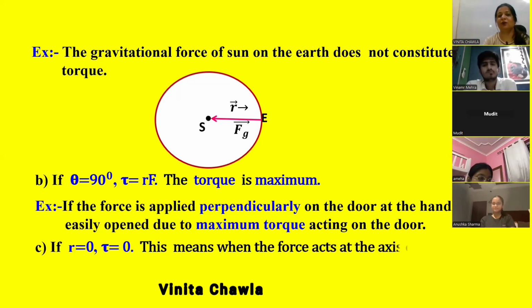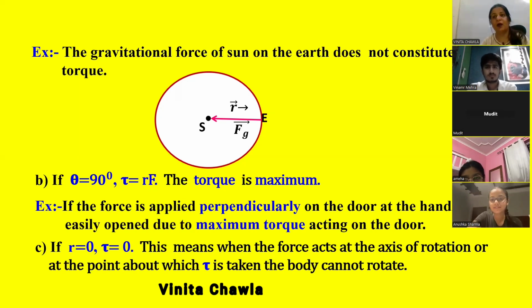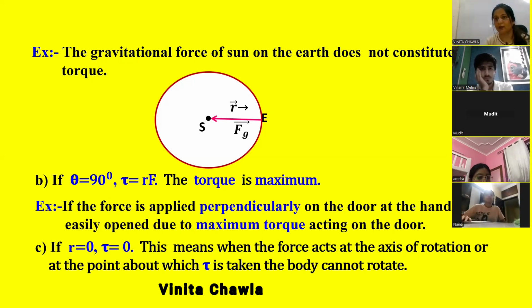So if R is zero, then torque is zero. This means when the force acts at the axis of rotation or at the point about which torque is taken, the body cannot rotate. अगर आप डोर हिंजेस, जहां पे डोर आपका फिक्स्ड, वहां पे फोर्स अप्लाई करोगे, बिकॉज वो आपका एक्सिस ऑफ रोटेशन है ना? जहां पे डोर फिक्स्ड है वो आपका एक्सिस ऑफ रोटेशन है. अगर आप एक्सिस ऑफ रोटेशन पे फोर्स को अप्लाई करोगे, देन यू कैन नॉट रोटेट द बॉडी. ओके.